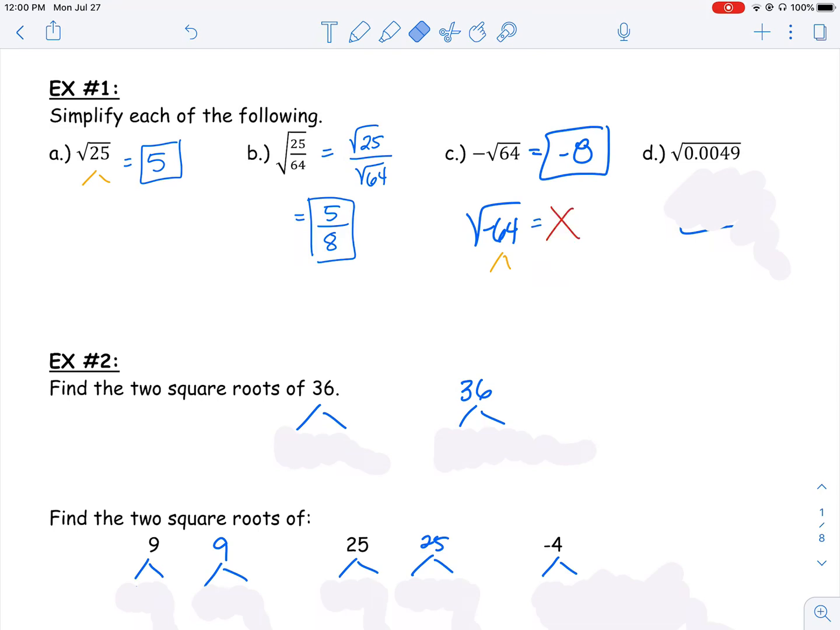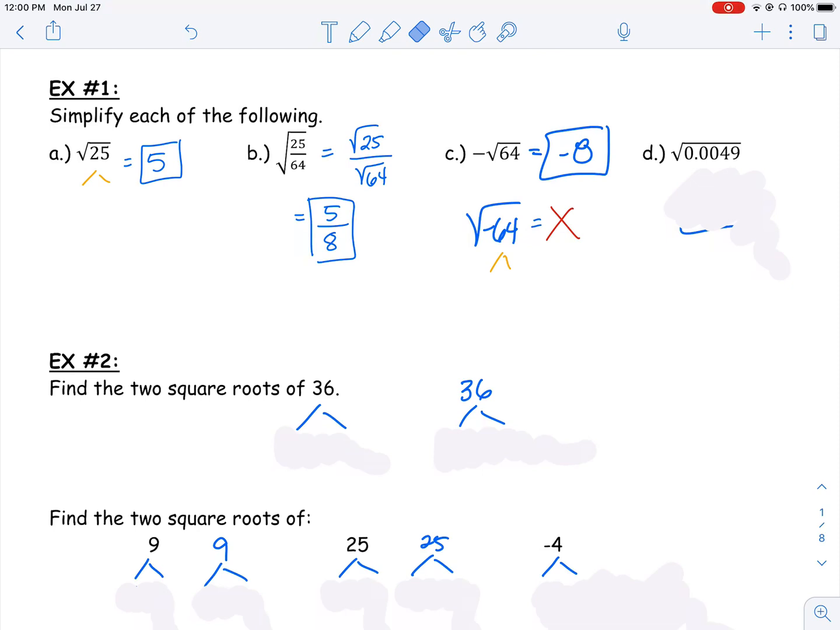So anytime I have a negative underneath a square root, my answer is no solution. There is no way that I can multiply two of the same numbers together and ever get a negative. So make sure that the negative is outside of your square root, or else you have no solution. So make sure you're careful with that one.